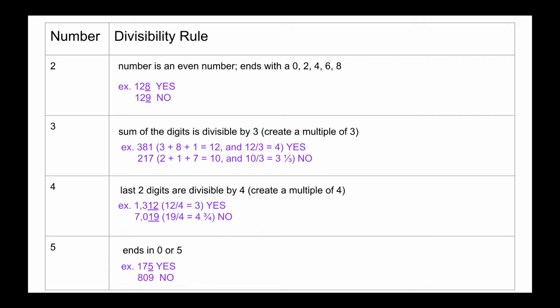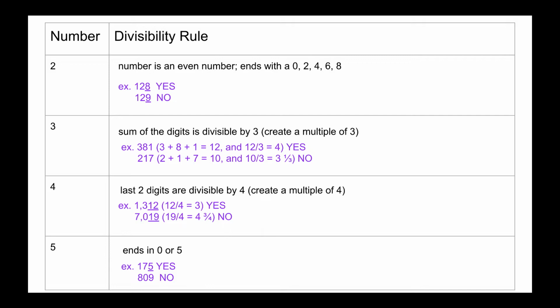I'm going to have you pause the video and I'm going to have you write down the divisibility rule for the numbers shown and the examples. The examples are in purple. I'll get you started here. The divisibility rule for 2, you're going to write this: the number is an even number. It ends with a 0, 2, 4, 6, or 8. So if a number is an even number, that means 2 goes into it without a remainder. Therefore, the number would be divisible by 2.